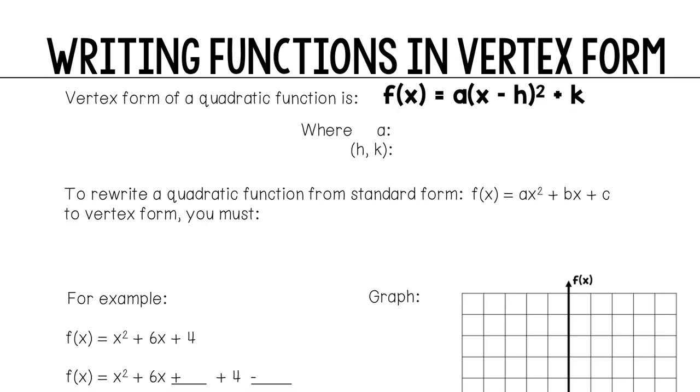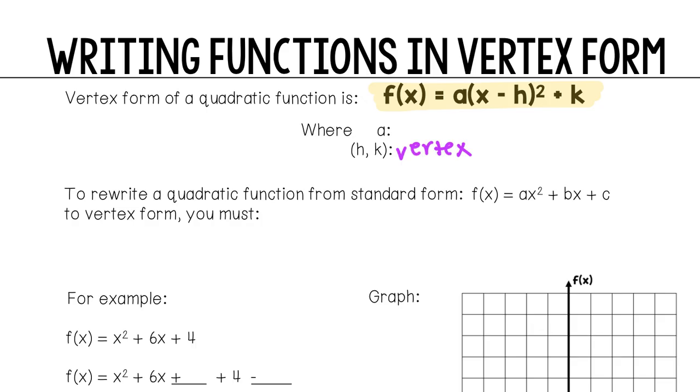So, writing functions in vertex form. If it's given to us in standard form, we need to know how to write it in vertex form. Looking at this, this is vertex form right here. They're giving us vertex form, and that's what we're trying to get our answer to when it's written in standard form. So you have A, and you have H and K, which H and K is your vertex. So I'm going to go ahead and write that is vertex. That's my vertex of my graph.